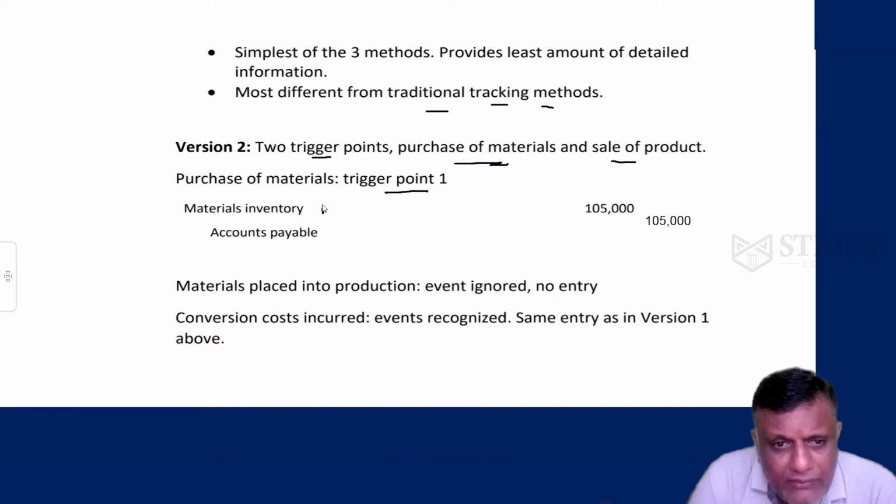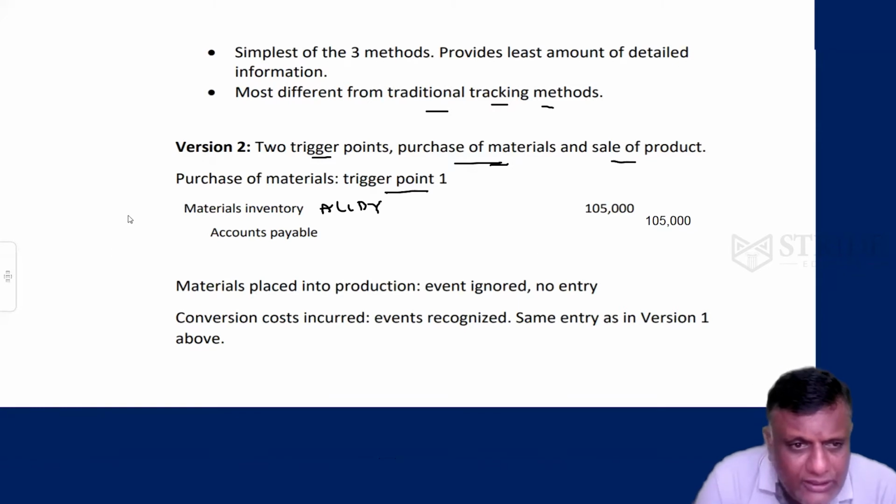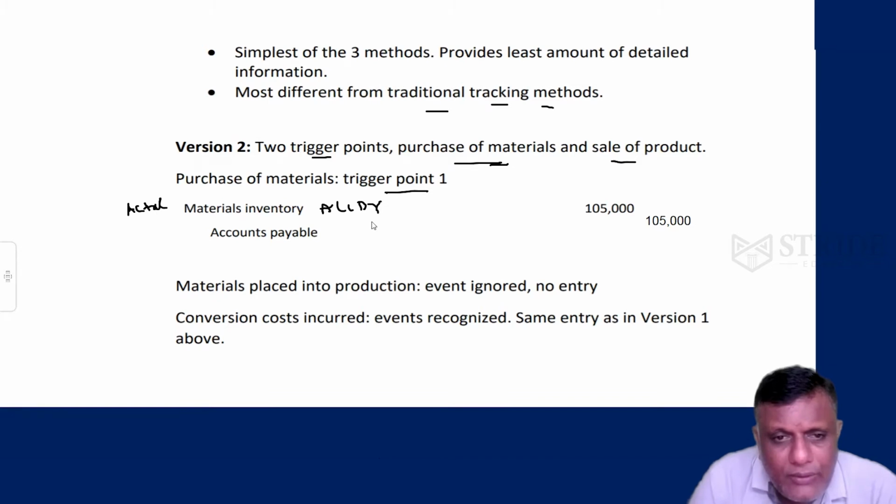So the material inventory account is debited, and accounts payable, the supplier we have to pay, is credited, equal to 105,000. So this is the actual material inventory, the actual inventory material cost. That's it. So material inventory account debit to accounts payable account. So purchase of material and sale of product. These are the different methods of tracking available. Here the tracking uses purchase of material and sale of products.